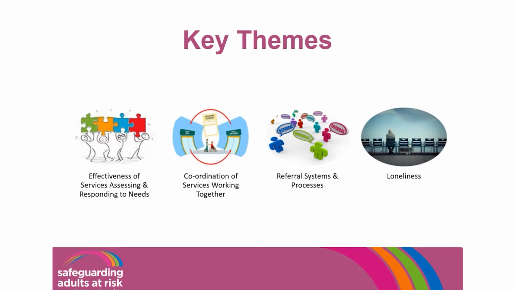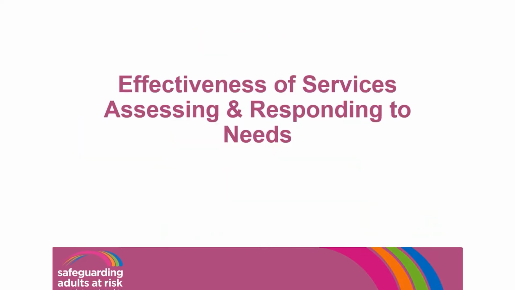So in terms of the Barry SAR, there were a number of key themes which came out as learning points, and which we're going to concentrate on today as we continue through the rest of the session. Some of those areas included the effectiveness of services assessing and responding to the needs of Barry, the coordination of services working together, referral systems and processes, and also loneliness as well. So we're going to look into those different areas in much more detail in just a moment. The first element we're going to look at is the effectiveness of services assessing and responding to Barry's needs.